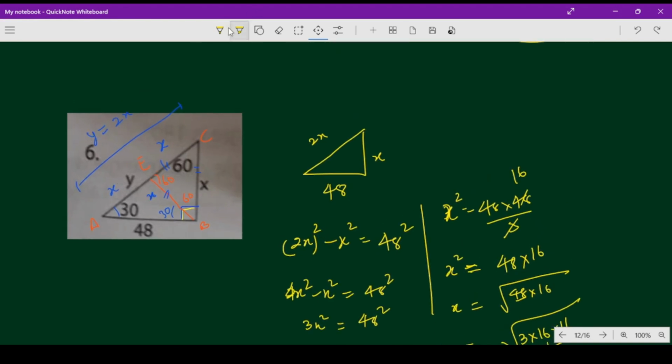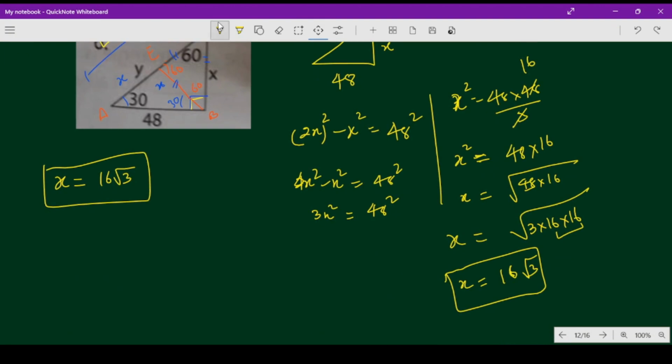And we got that y is 2 times x. So x is 16 root 3, then y value is equal to what? Double of that, 32 root 3.